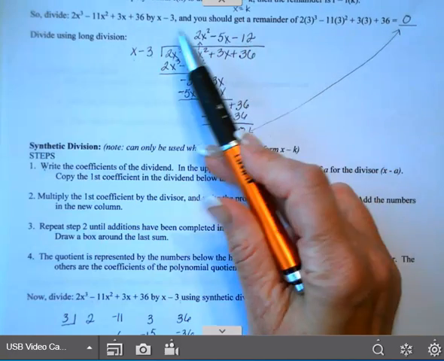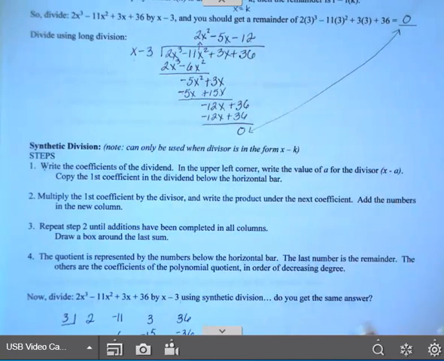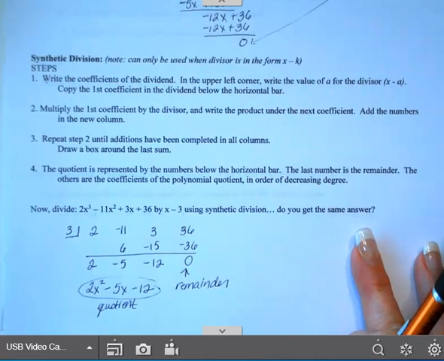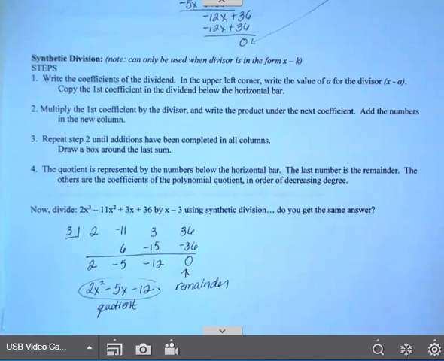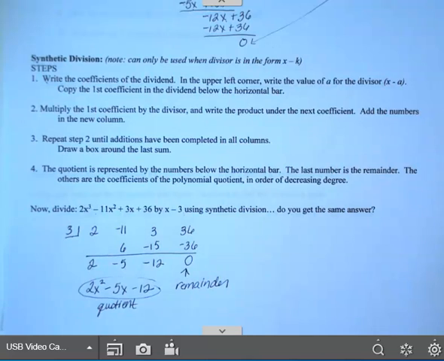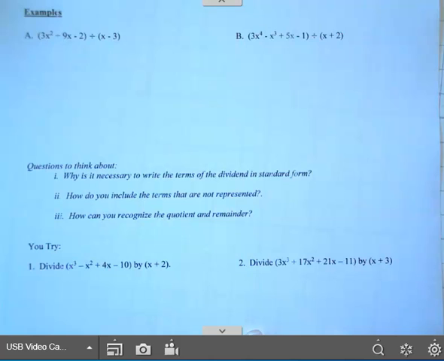But instead of having to do long division, synthetic division is nice. Remember, on long division, you're subtracting. On synthetic division, you are adding. Let's do a couple more examples.